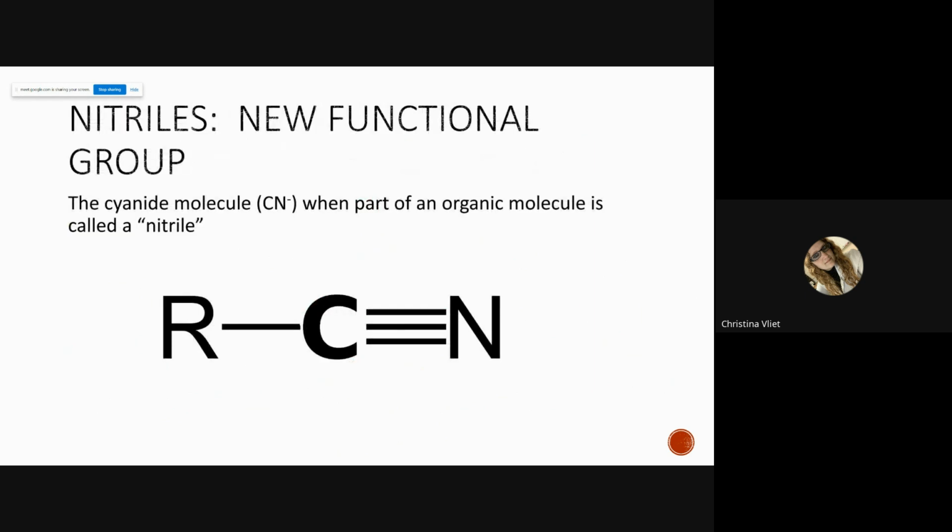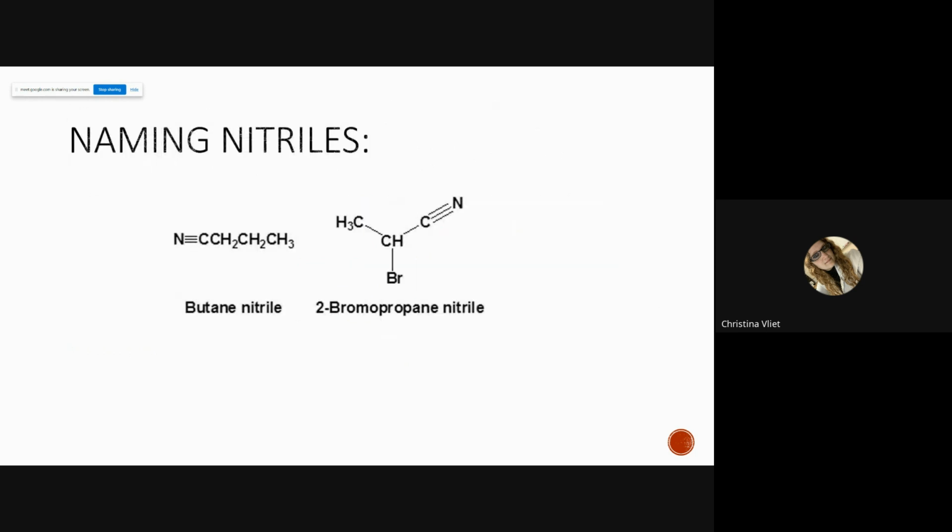Nitrile groups are where you see the C triple bond N. Something about this group you need to know: this is always carbon 1 on the chain, and is part of the name. You have to count it in the name. So when you're naming nitriles, you count the amount of carbon. 1, 2, 3, 4.